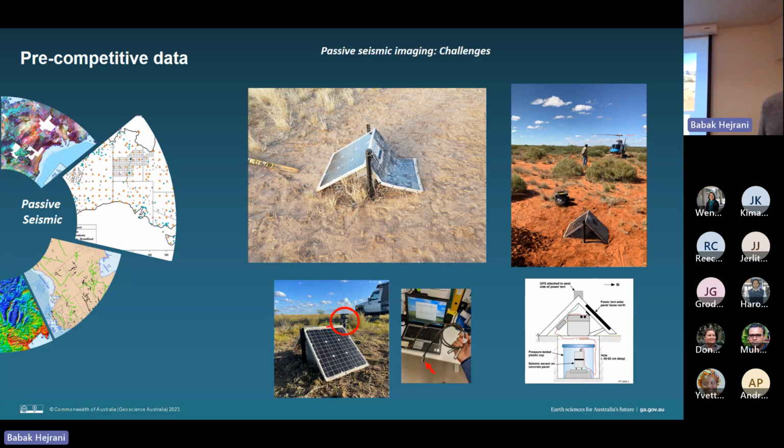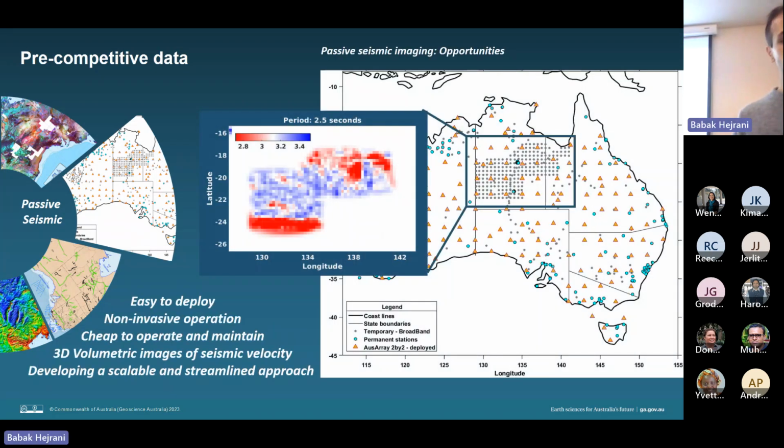The stations must be serviced. But I think it provides great information, and I'm hoping that we can continue this work. So, easy to deploy, non-invasive operation, cheap to operate and maintain, provides 3D volumetric images of the seismic wave, and I have developed a scalable and streamlined approach for ambient noise tomography. Thanks for listening.